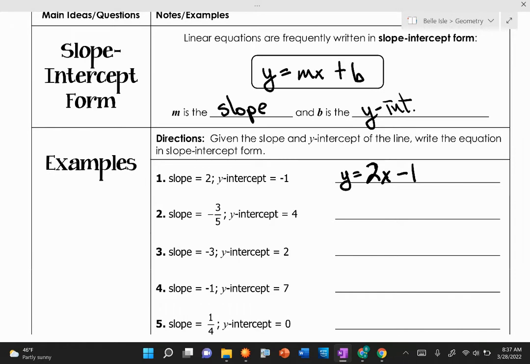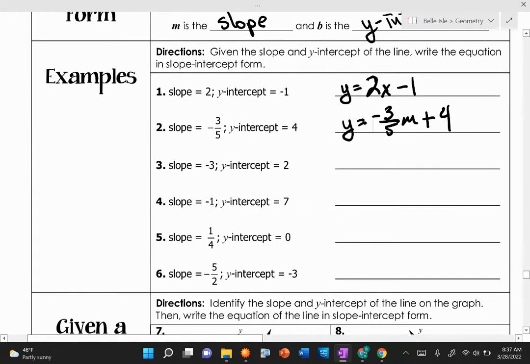If we look at number 2, same thing, we have y equals, m is -3/5, so we have -3/5 x plus 4, because our y-intercept is 4. Just try and fill out the rest of this chart real quick, so you can hit pause and then press play whenever you're ready.